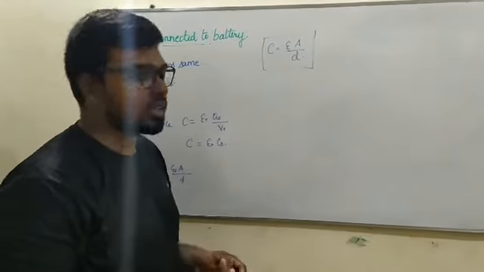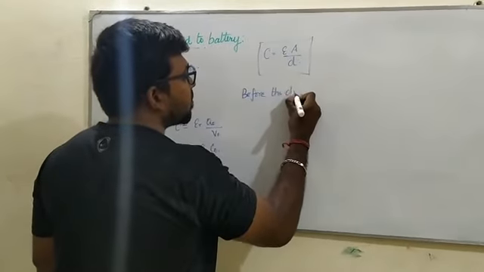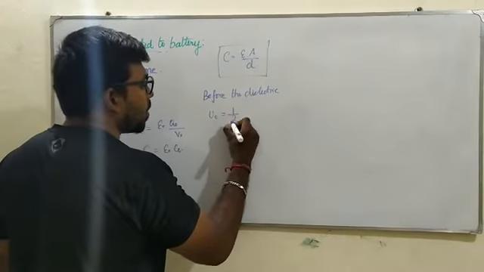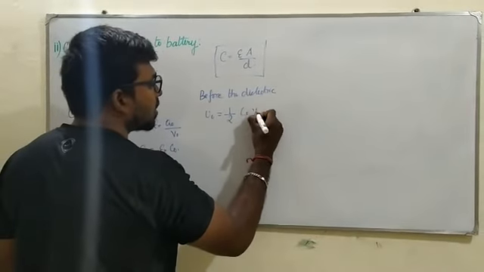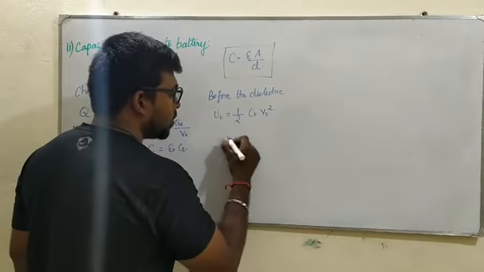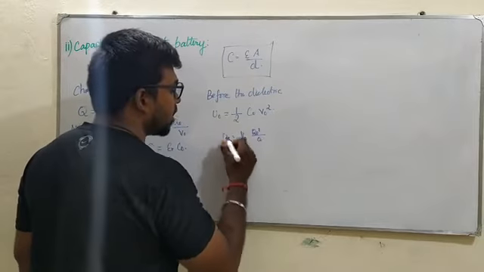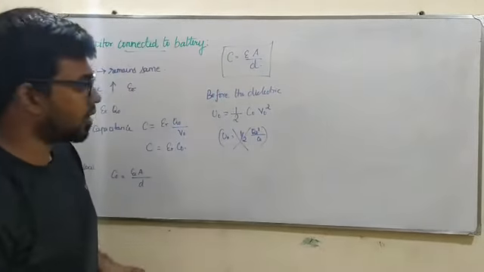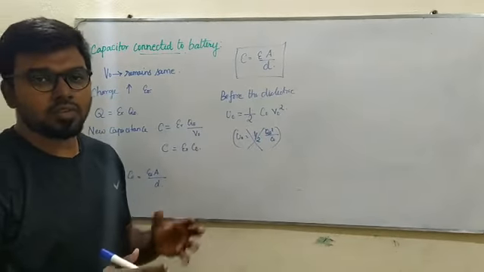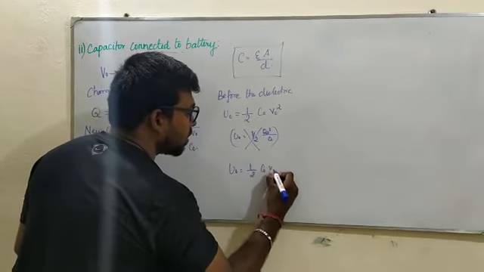So the energy stored in this case is, before the dielectric medium, U naught is equal to 1 by 2 C naught V naught square. In this case, we are not using the formula U naught is equal to 1 by 2 Q naught square by C naught, because both the Q naught and C naught get changed after the introduction of the dielectric medium. So U naught is equal to 1 by 2 C naught V naught square.